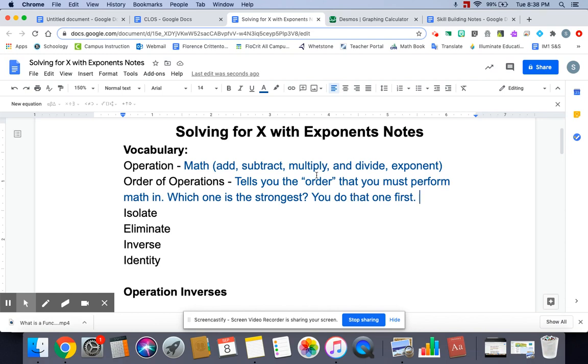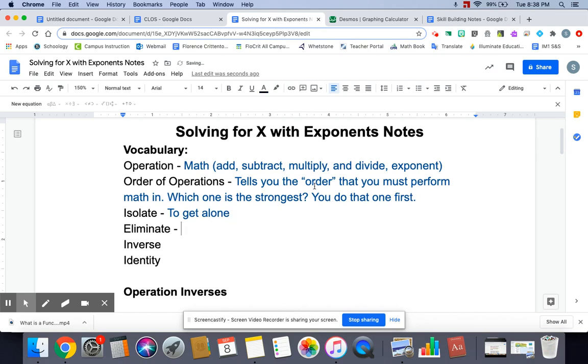However, our goal of these notes is to solve for x. And in order to solve for x, you always do backwards order of operations. So our goal to solve for x, another word for solve is to get it alone. So our goal is to get x all alone. And a big word for get it all alone is isolate. So isolate means to get alone.